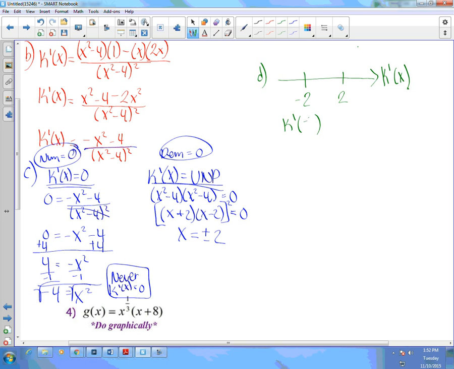Negative 3. Okay, and k prime is negative x squared minus 4 all over negative 3 squared minus 4 all squared. Takes a little bit of work, but we need to know the sign. So work it out. Don't care about the answer, we care about the sign of the answer.